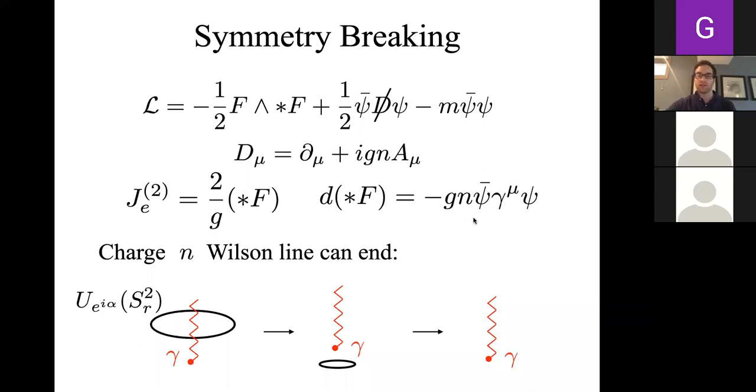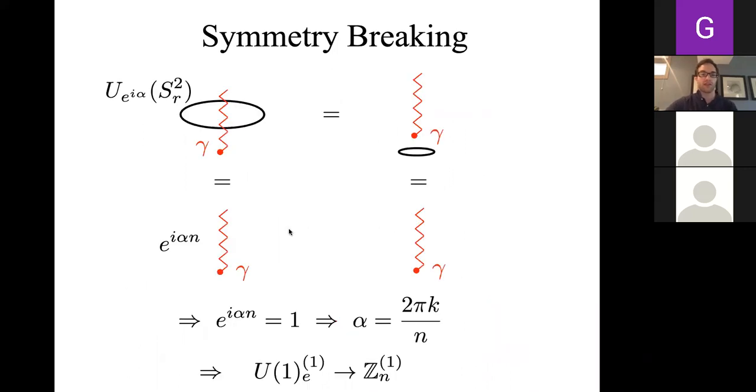Another way to see that this U1 has been broken is to note that in the presence of this fermion, the charge N Wilson line can end. So this Wilson line can now end on a local excitation of the fermion. And this means that we can try to compute this correlation function here in two different ways. So we're going to consider the correlation functions we've been considering that show up in the Ward identities. We have a Wilson line. We have a symmetry generator which surrounds the Wilson line. But now the Wilson line can end in the presence of this charge N fermion.